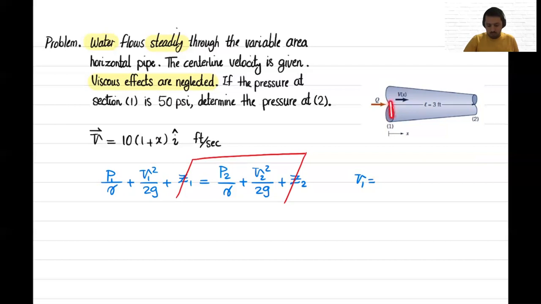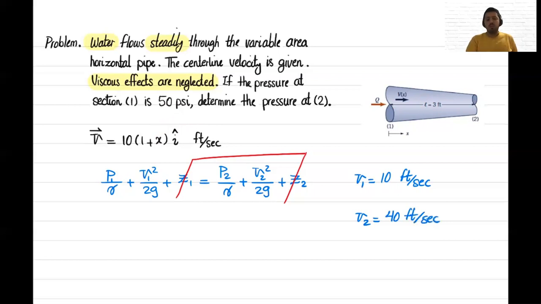And here at point 1, x is equal to 0. So if we put x equal 0 here, it will be 10 times 1, which will be equal to 10. So V1 is 10 feet per second, and it's in the i direction, so it's in the x direction. And also V2, velocity at point 2, we need to know what is the value of x here, and it's given as 3 feet. So x2 is 3, and we need to put x equal 3 here, so the velocity would be 40. So V2 is 40 feet per second.